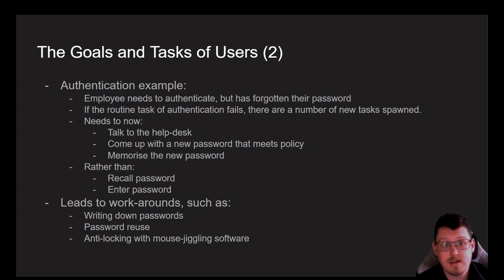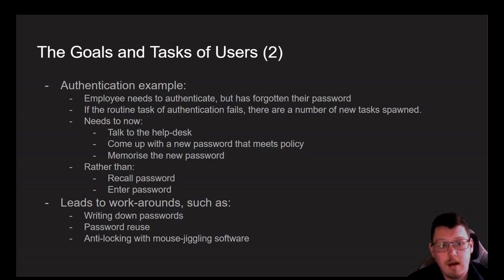So using authentication as an example, let's say that an employee needs to authenticate to get onto the system to do their job, but they've forgotten their password. This is a routine task, logging onto your system in the morning happens all the time. So it's a primary task. But if the task fails, there are a number of new tasks that get spawned. So rather than just recalling the password and entering the password, just two subtasks, you now need to talk to the help desk. This could take a while. You might have to physically go to the help desk or ring them.